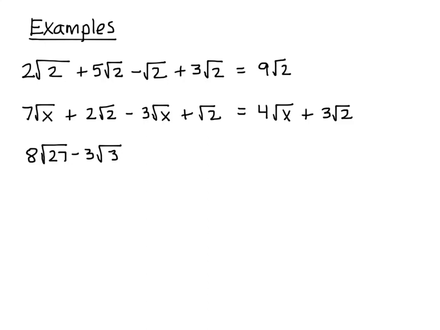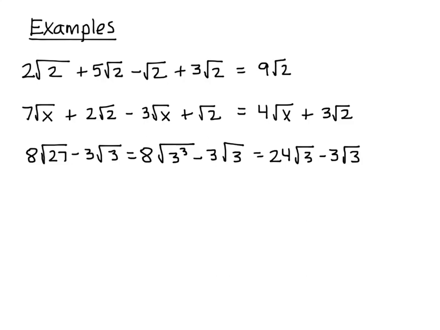And so you should always look to simplify, and so if we say 8 times the square root of 27, that simplifies into, or we factor the 27 to get 3 cubed, and then we can take out one of the 3's, and 3 times 8 is 24, so we have 24 radical 3 minus 3 radical 3. Excuse me, and we have then 21 radical 3.